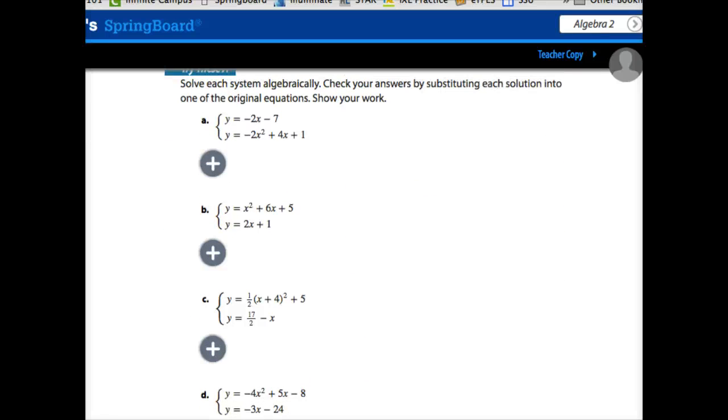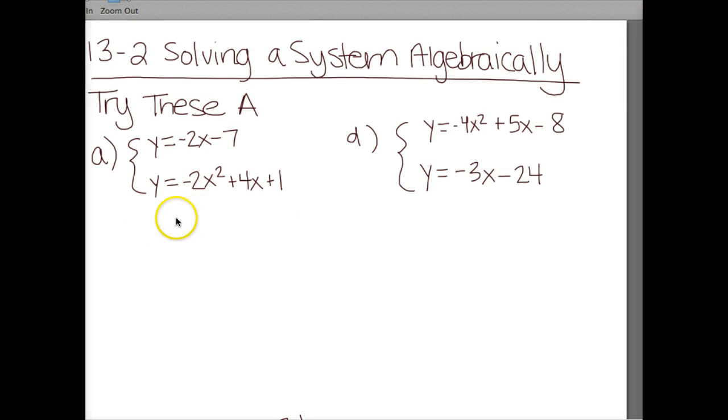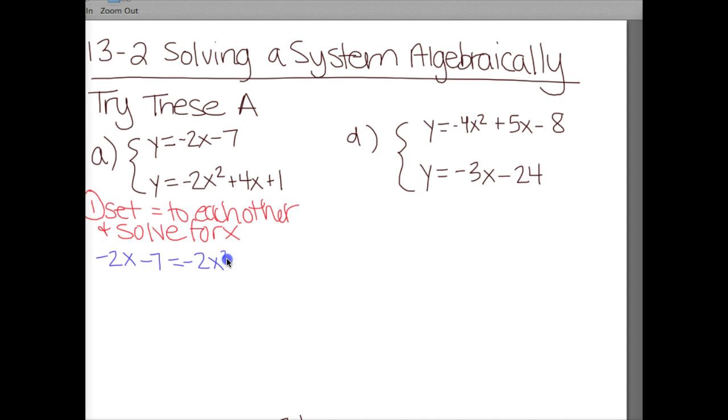In the Try These A on page 218, we're going to do part A together here. As I look at this, step 1 that we wrote on the previous page was to set the two rules equal to each other and solve for x. So for step 1, set equal to each other and solve for x. So what's that look like here? That's taking negative 2x minus 7, setting it equal to negative 2x squared plus 4x plus 1. And now I'm going to solve.